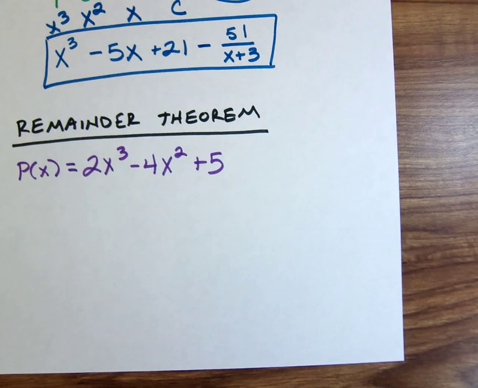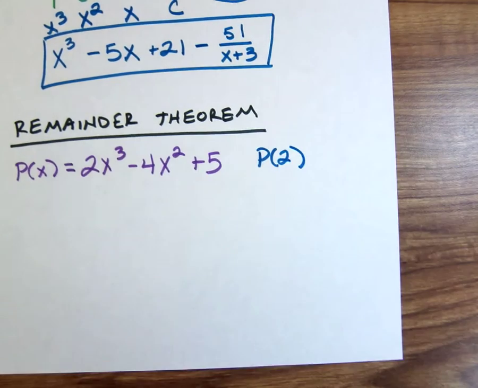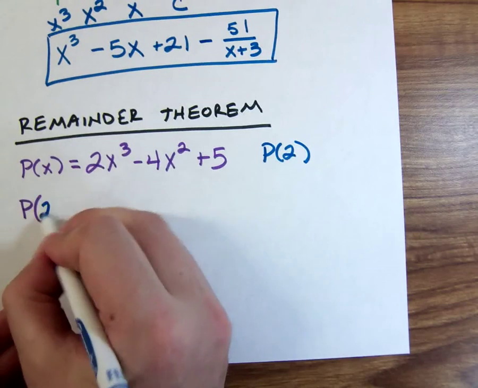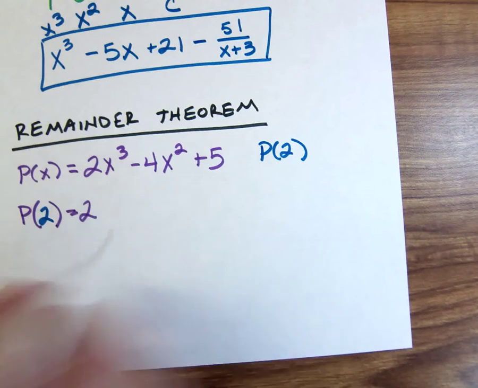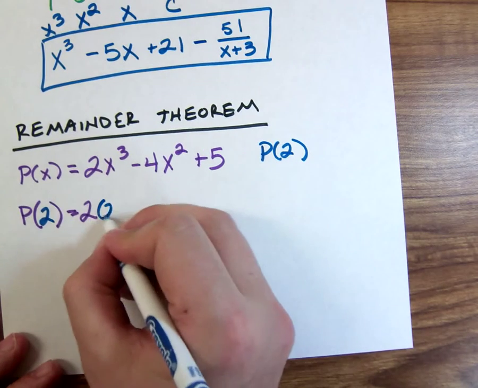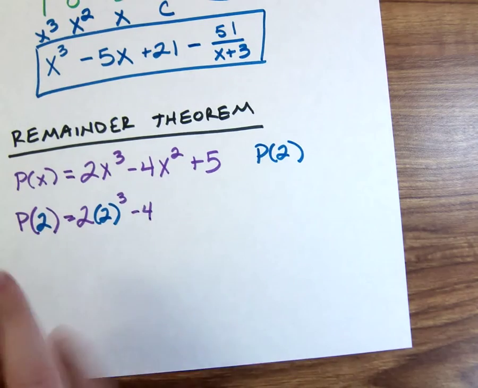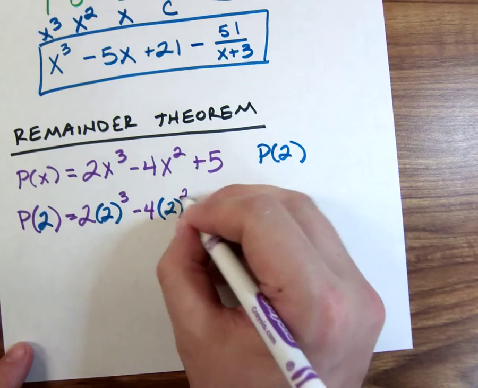Okay? Here's my question. What's p of 2? That should be your x now. Right. So I'm going to rewrite this function, except everywhere I have an x, I'm going to replace it with 2. So instead of p of x, it's p of 2. Instead of 2 times x cubed, it'll be 2 times 2 cubed minus 4 times 2 squared plus 5.